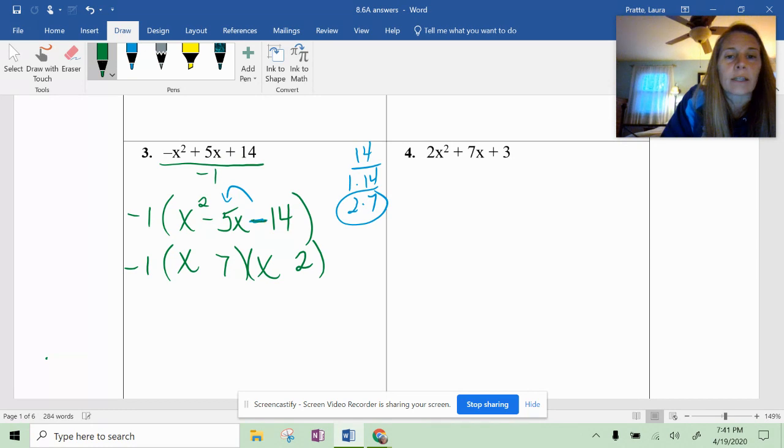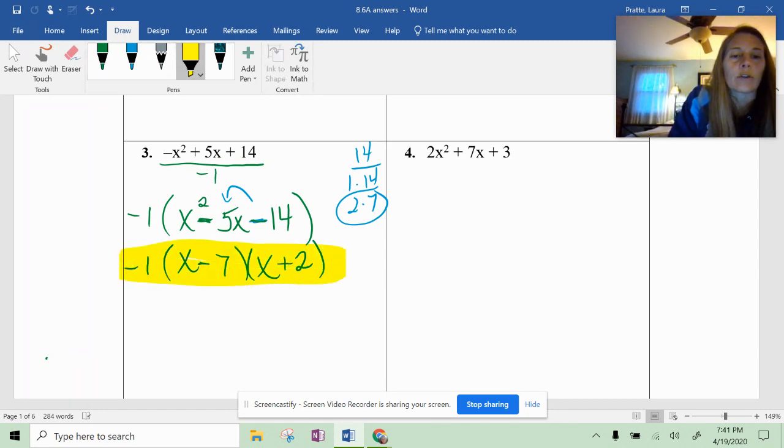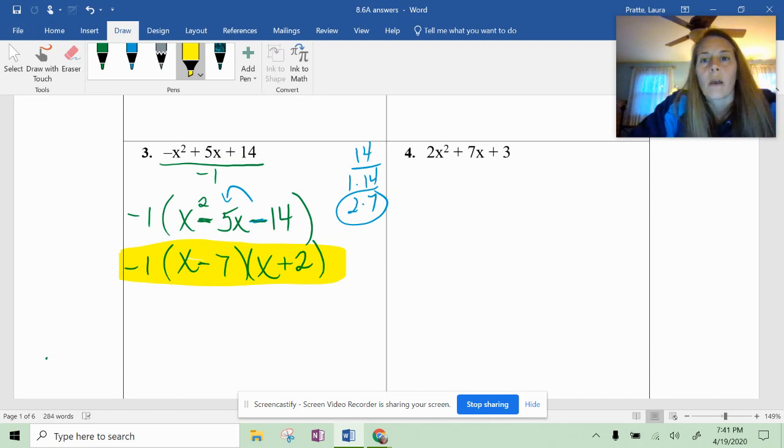And because it's subtracting, they're going to have different signs, and the bigger number is going to get the negative. That would be the 7, and then the smaller number will get the positive. And that would be our answer for number 3. Okay, so then moving on, let's take a look at number 4.